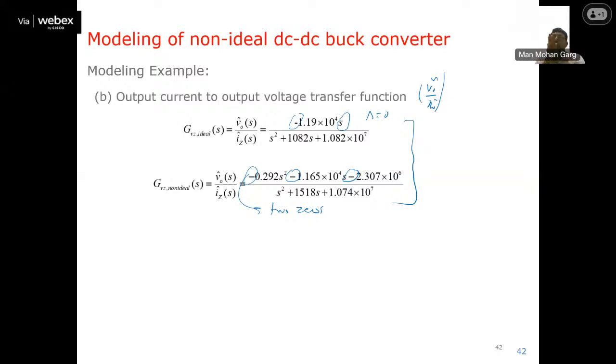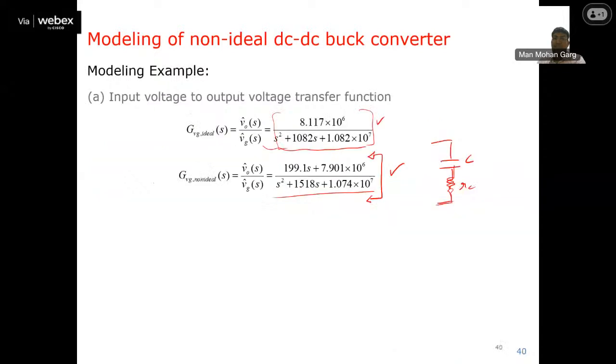V naught upon Ij. The things are coming negative. So what does it interpret? If there is an increase in the IZ, then there will be a decrease in the V node. Previous transfer function, what was it?